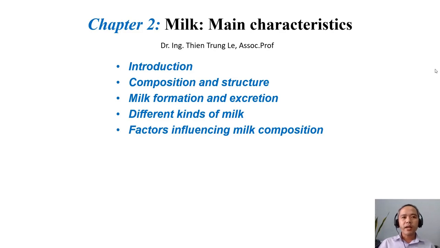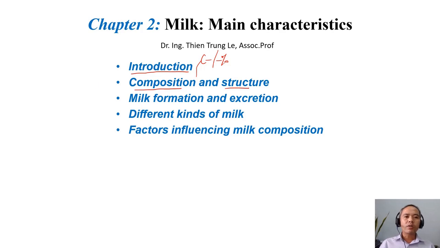Now we continue chapter 2 of milk and dairy products. We discuss the main characteristics of milk. In this chapter, what do we talk about? We give a short introduction of what milk is, and then we discuss the composition and structure of milk. Composition means what components there are in milk and what percentage they occupy. And the structure or texture means how they look in detail.